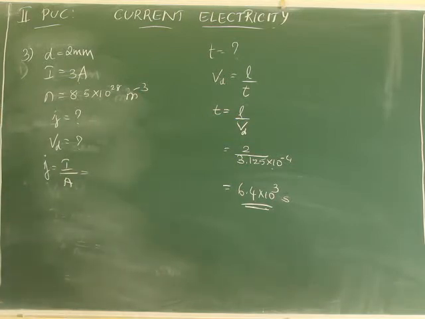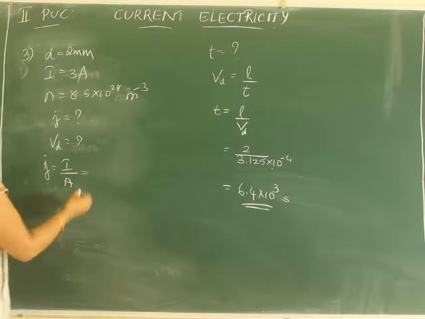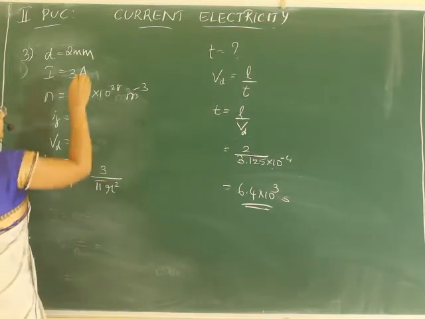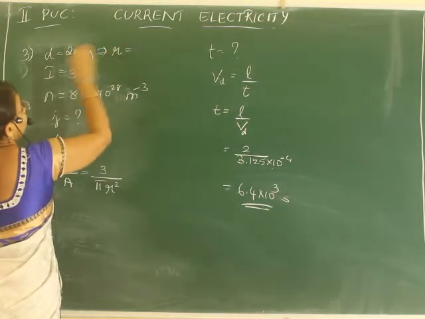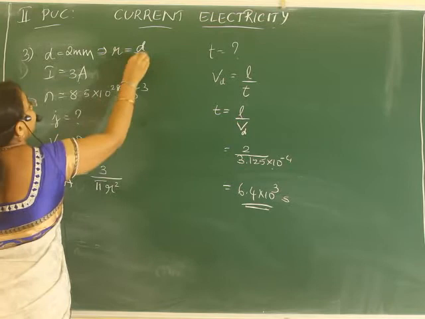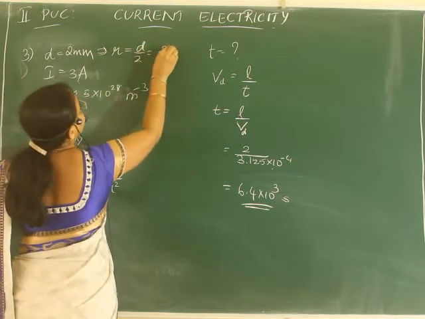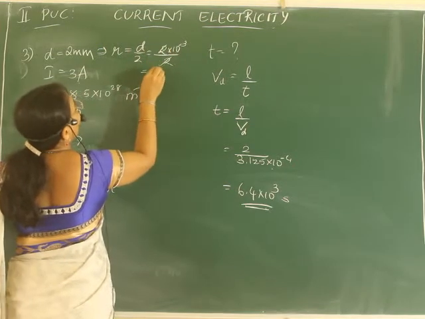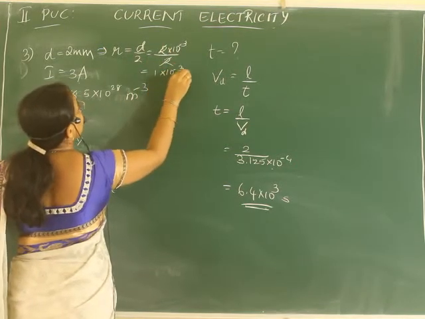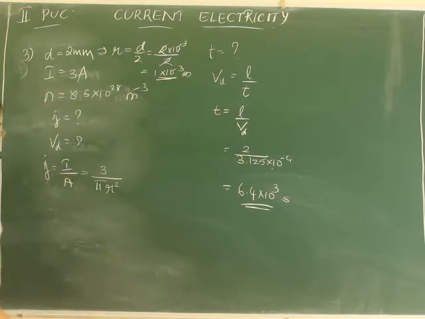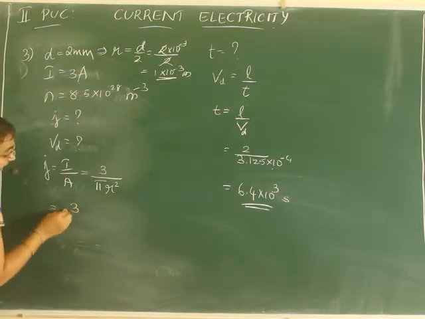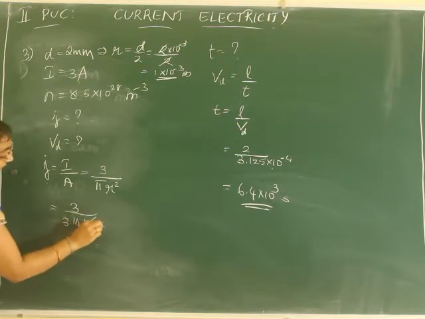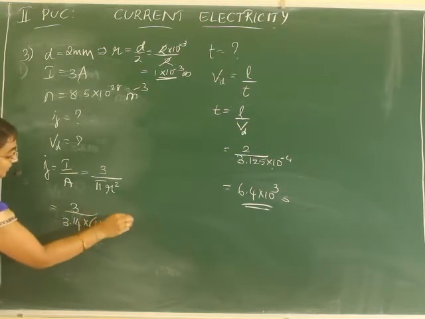Area is nothing but pi r square, correct? That is the area of cross section. So J = 3 by pi r square. What is r? r is equal to d by 2, which is 2 into 10 to the power minus 3 divided by 2. That is 1 into 10 to the power minus 3 meter, correct? So what do I get? 3 divided by 3.14 into 1 into 10 to the power minus 3, the whole square.